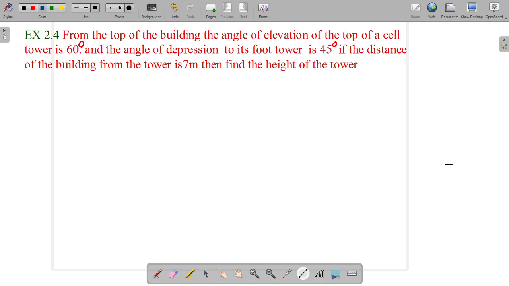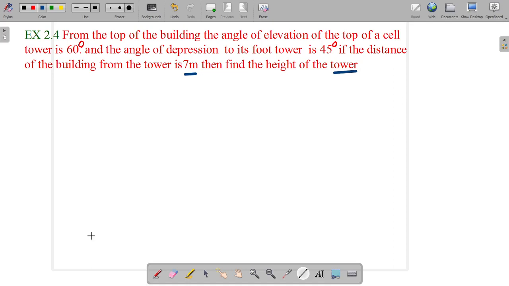From the top of the building, the angle of elevation of the top of a cell tower is 60 degrees and the angle of depression to its foot is 45 degrees. If the distance of the building from the tower is 7 meters, then find the height of the tower.